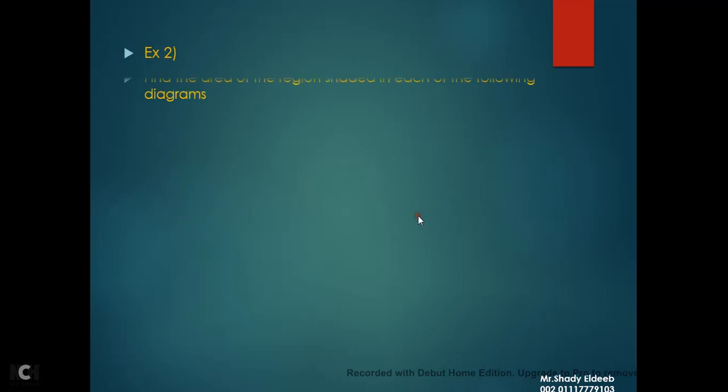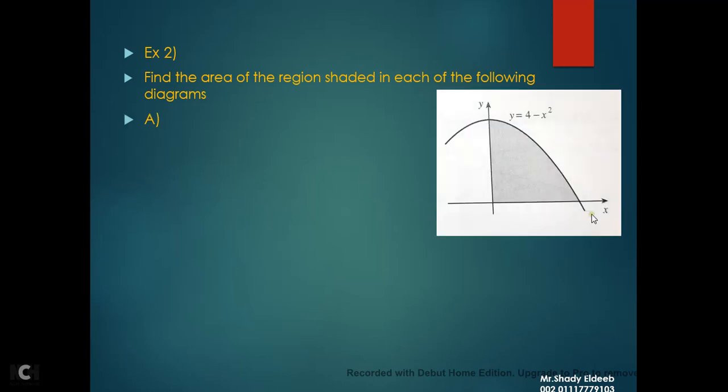Let's take another example. Find the area of the region shaded in each of the following diagrams. Let's see diagram A. We have a curve here, y equals 4 minus x power 2. We know that we must find the limits to get the area under the graph. This shaded region has limits from this point to this point.